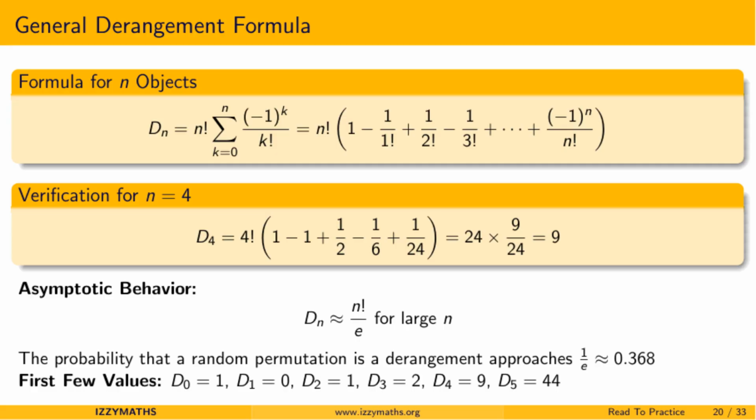For large n, we have the asymptotic behavior Dn approximately equals n factorial over e. Remarkably, the probability that a random permutation is a derangement approaches 1 over e, approximately 0.368. The first few values are D0 equals 1, D1 equals 0, D2 equals 1, D3 equals 2, D4 equals 9, D5 equals 44.